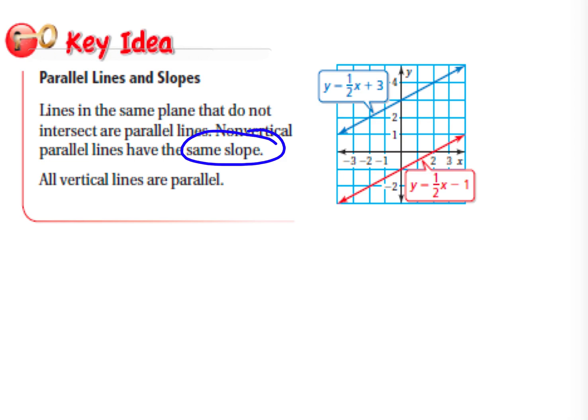That's because vertical lines have undefined slope. That isn't really a slope. It's just what we write for it. But vertical lines, of course, are going to be parallel as well.